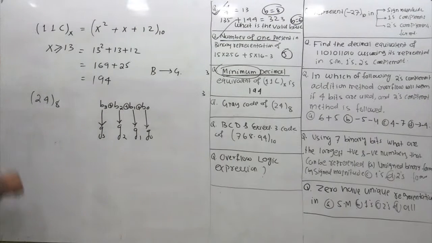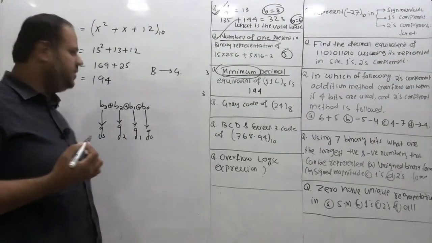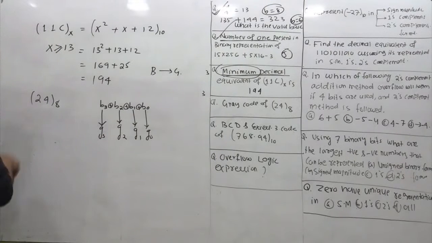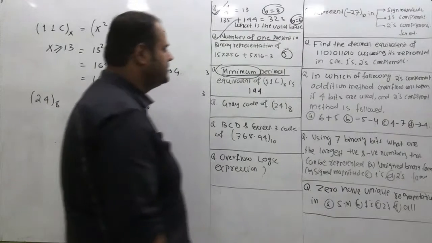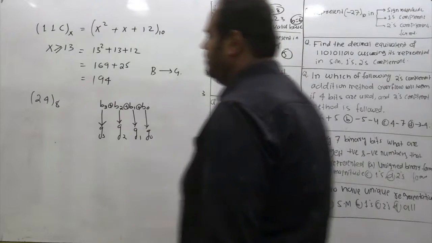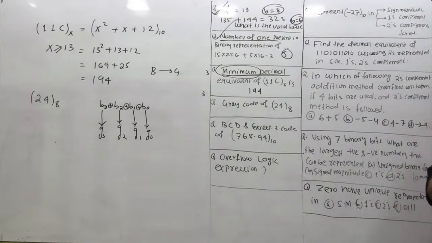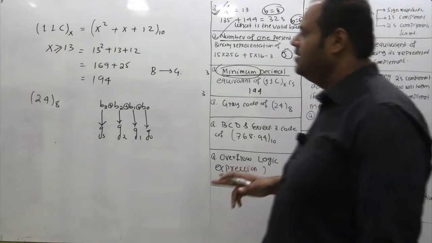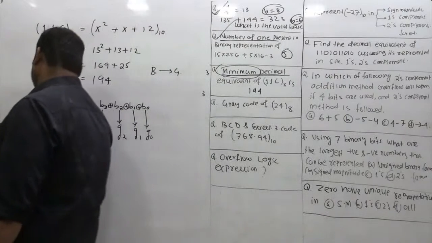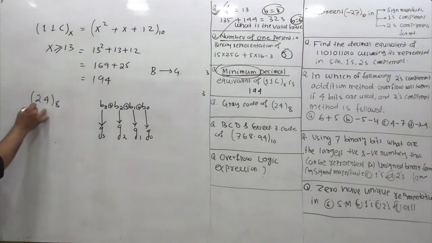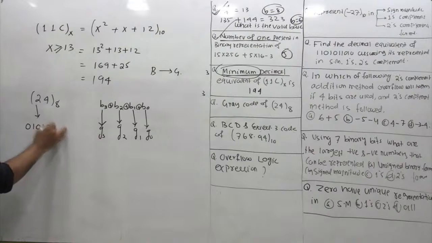But in this case, the given number is not in binary form. So the first step is to convert this into its equivalent binary, and then I'll go through this approach. You know how to convert a base 8 or octal number into binary. Just now we saw how to convert hexadecimal to binary, where you replace each hexadecimal digit by its 4-digit binary equivalent. Similarly, here each octal digit should be replaced by its 3-digit binary equivalent. So 2 in 3-bit format is 010, and 4 in 3-bit format is 100. So this is the corresponding binary number.